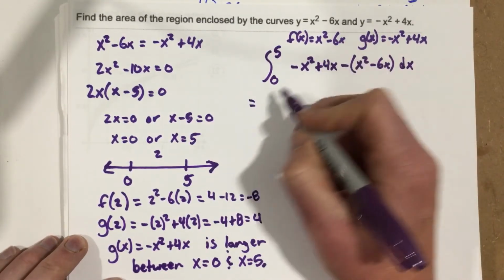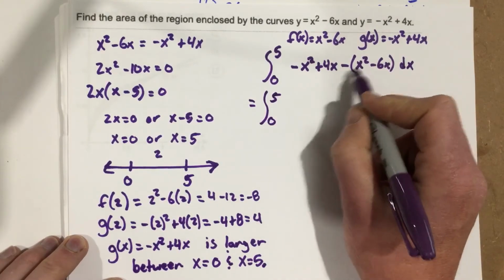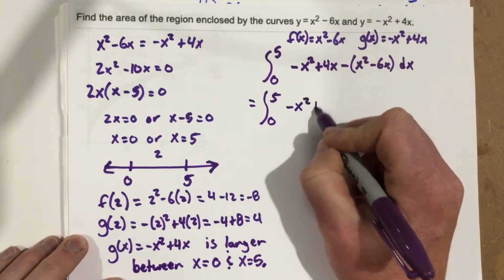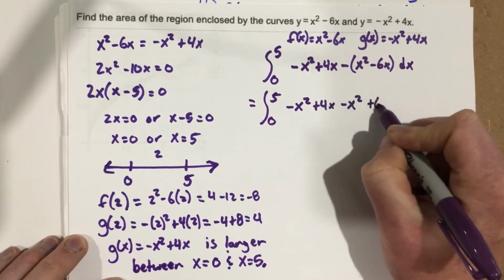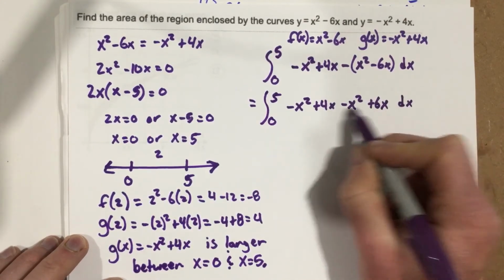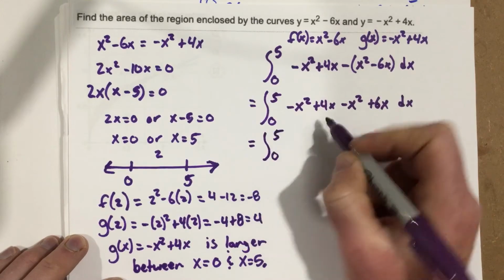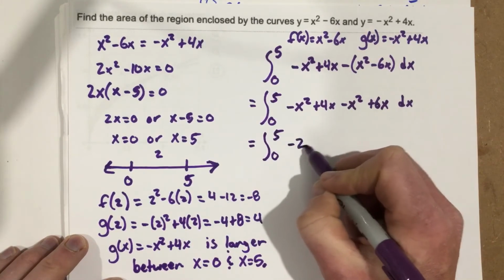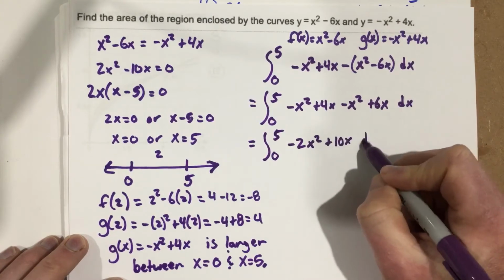We need to do some algebra in here first. So we're going to do integral 0 to 5. And this will give you negative x squared plus 4x minus x squared plus 6x dx. Combine some stuff together here, and we'll get integral 0 to 5 of negative 2x squared plus 10x dx.